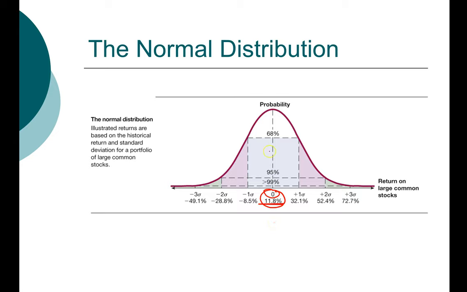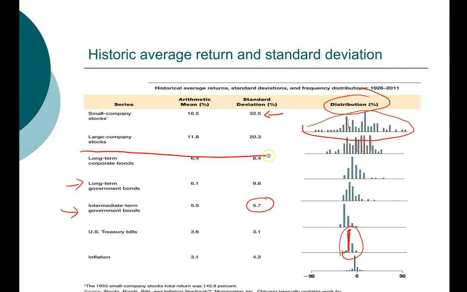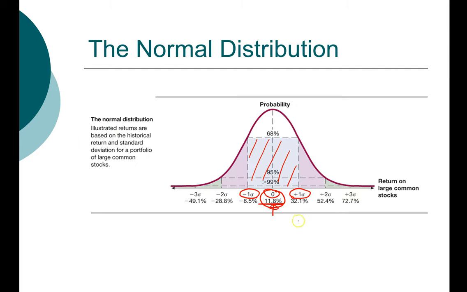The normal distribution, 68%, so you see this gray area, 68% of the time, you can expect your outcome to be between plus one standard deviation and minus one standard deviation. So if you look at the large company stock, remember that the average is 11.8% and the standard deviation is 20.3%. So plus one standard deviation means that we take the average, 11.8%, plus the standard deviation, 20.3%. So when you add 11.8 to 20.3, you have 32.1%. So that's what we mean by plus one standard deviation.